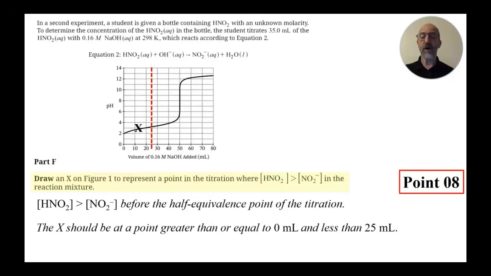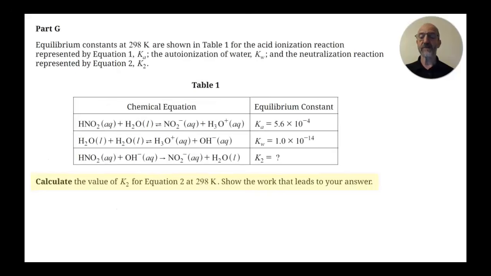Let's go ahead and move on to point 9 of this question. We have to calculate the value of K2 for a reaction in table 1. So we have the Ka, we have the Kw, and then we have a reaction for K2. So how would these two equations be combined to produce the equation represented with K2? We have to calculate the value of the equilibrium constant for equation 2.